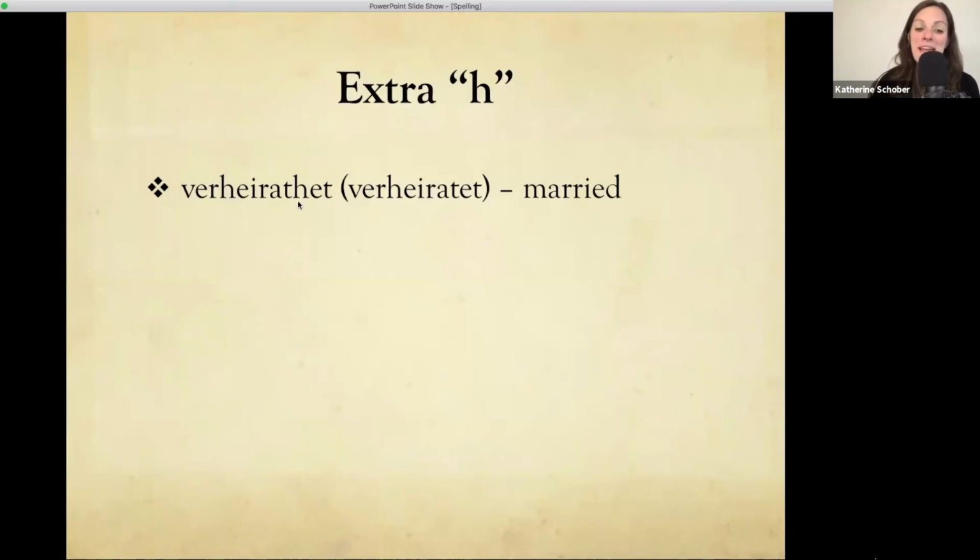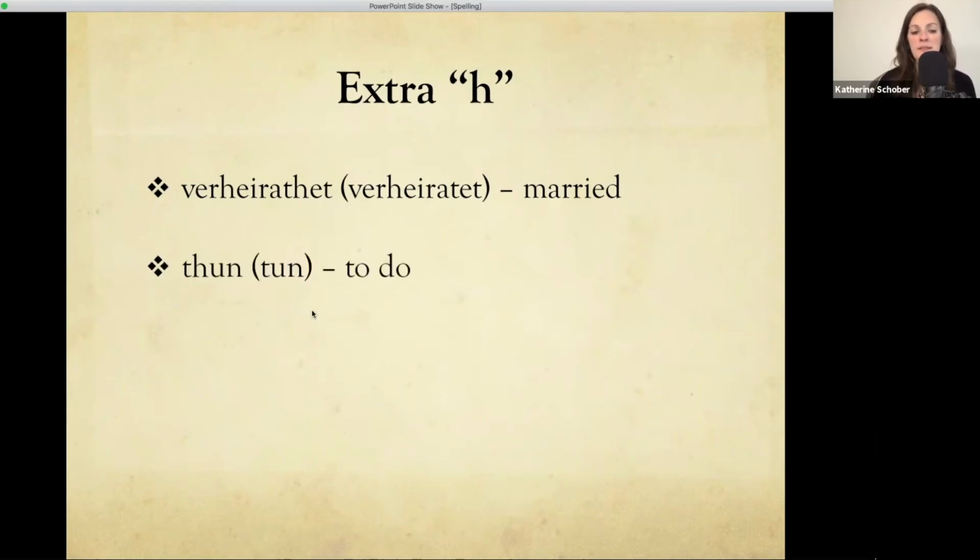But they don't say TH. They just would still pronounce this verheiratet. So both words would be pronounced the same. And this H doesn't really make a difference to the pronunciation. But in the past, it might have been added in the spelling. So this is important to know because if you're trying to look up a word in a dictionary that has an extra H and you can't find it, take out that H and I bet you'll find it then.